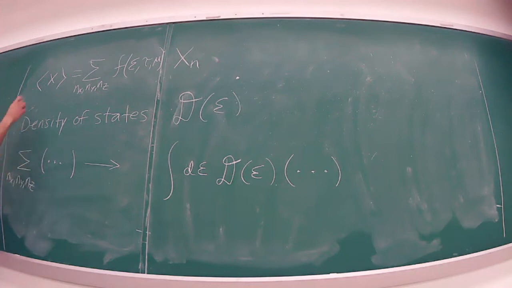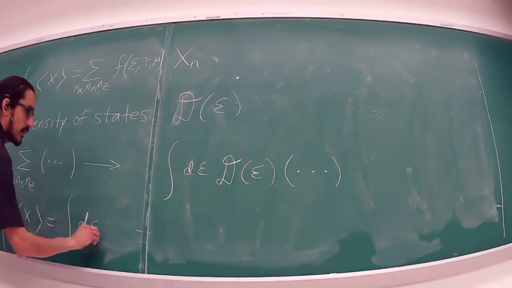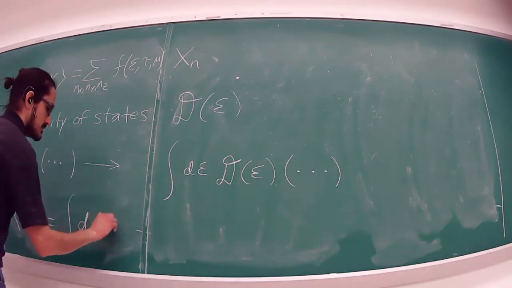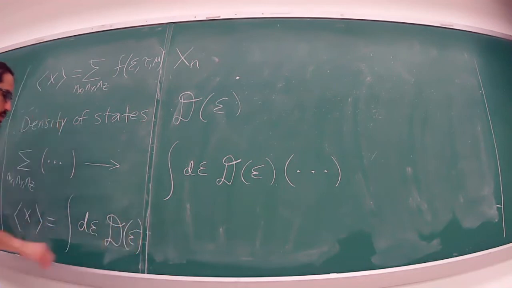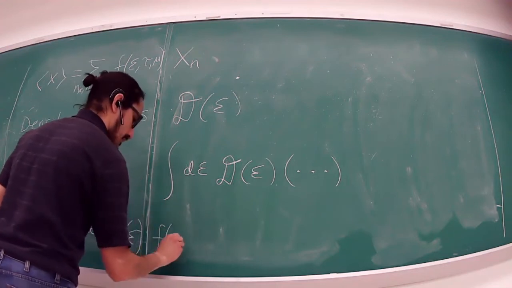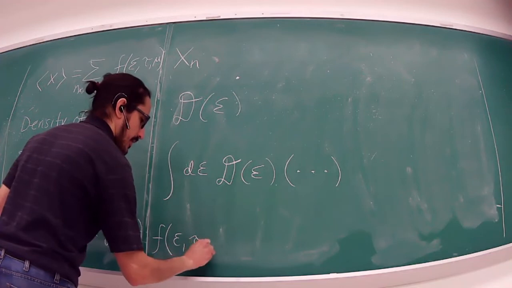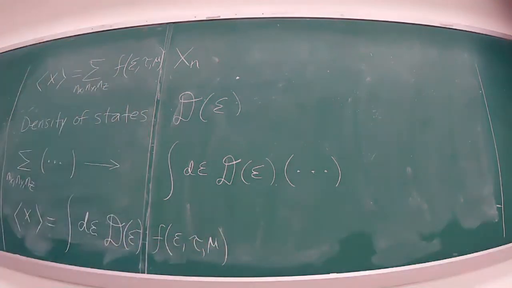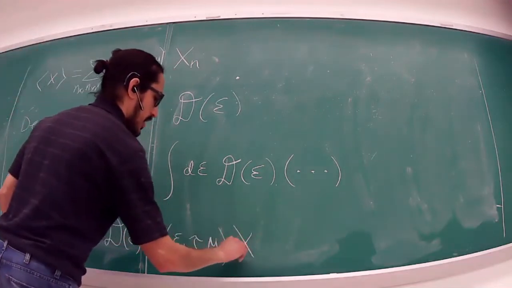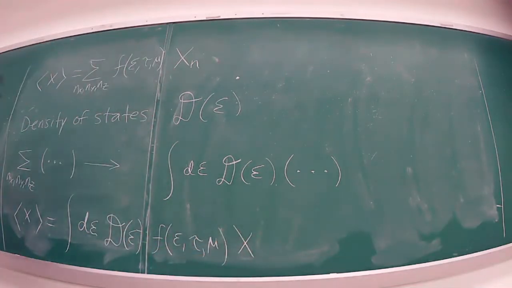So if we have this rule, then we can write the thermal average of an arbitrary quantity as the integral of dE, density of states, Fermi-Dirac distribution, and quantity of interest, which now is a function of the energy. So that one is equation 7.2.